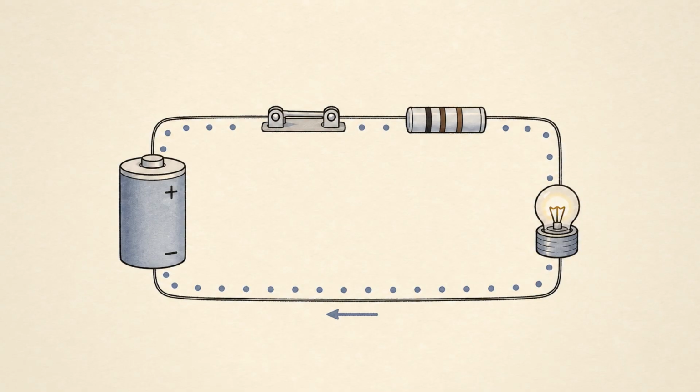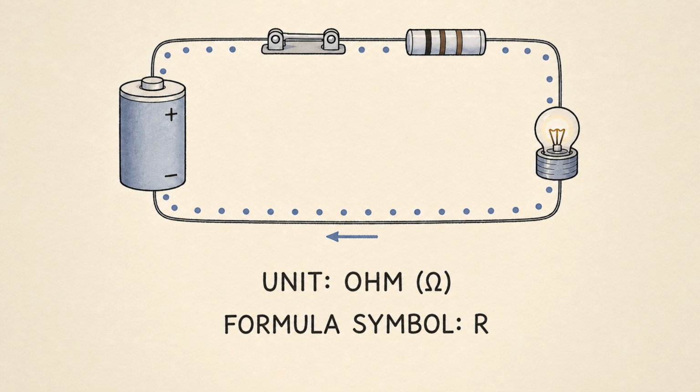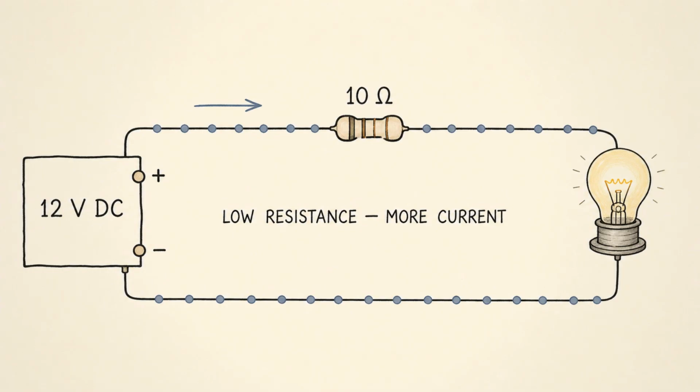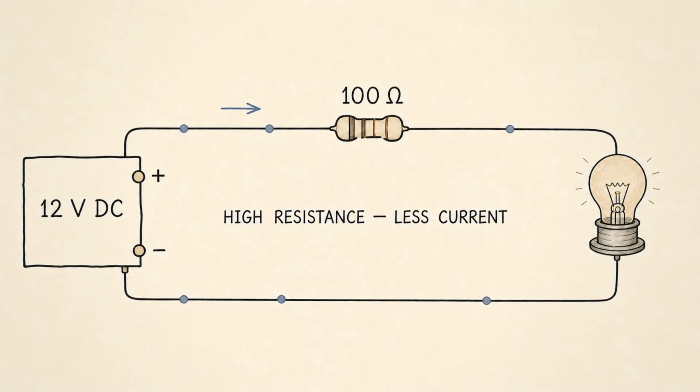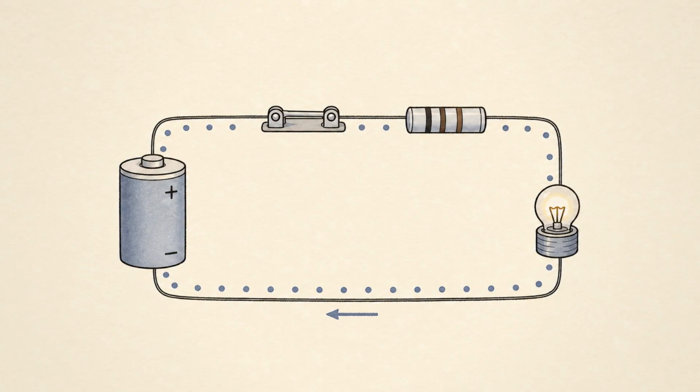Resistance is opposition to current. It controls how much current flows for a given voltage. The unit of resistance is the ohm, written with the symbol Ω. The formula symbol for resistance is R. A low resistance allows more current to flow. A high resistance allows less current to flow. For example, a thick copper wire has very low resistance, so current can pass through it easily. A resistor has a chosen resistance, so it limits current on purpose. Resistance is useful. Without it, many components would draw too much current and fail.